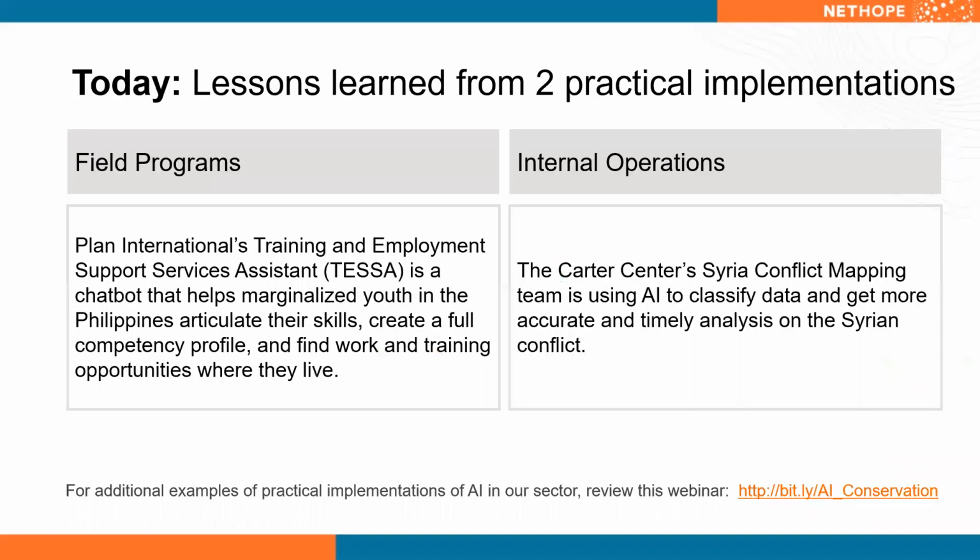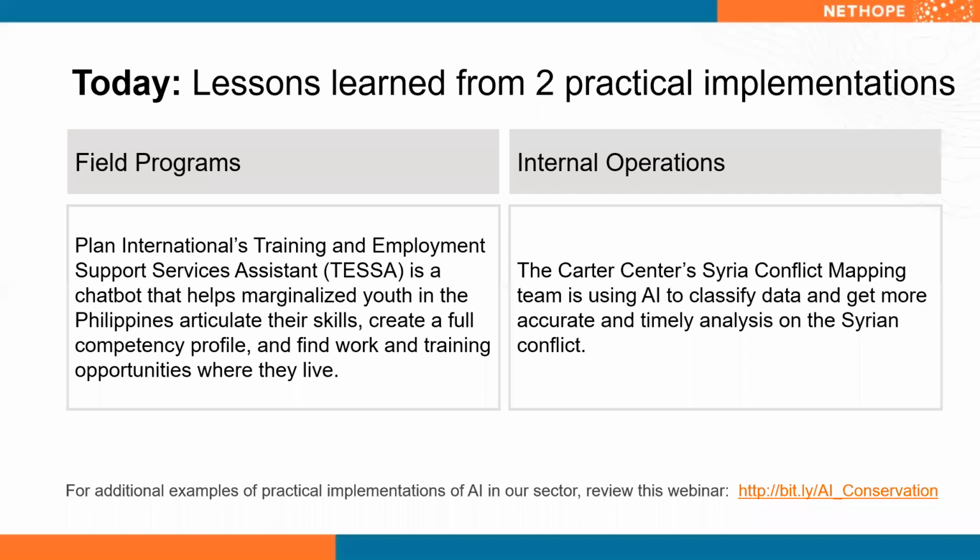Next slide. And that's exactly what we're going to focus on today, specifically lessons learned from two practical implementations, one from field programs and the other one from internal operations. Two NetHope members, Plan International and the Carter Center, will share how they're using AI in their work, including lessons learned across all stages of the process, from evaluating if AI is the right solution for the problem, to how to frame a problem for AI, get your data in order, resource teams, and also have the right processes in place to maintain and scale solutions.